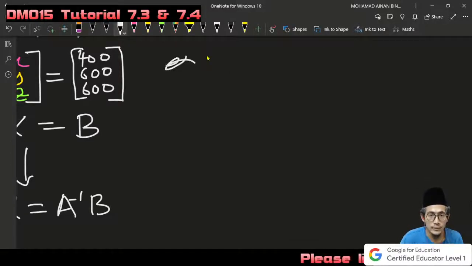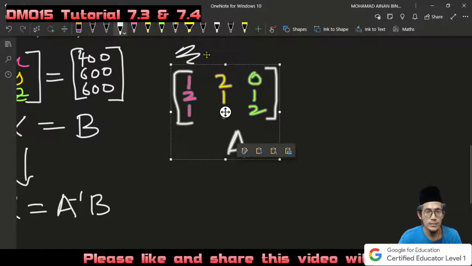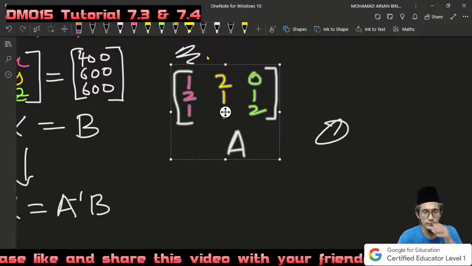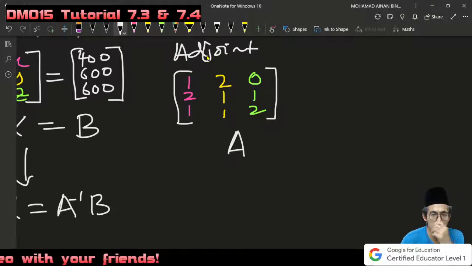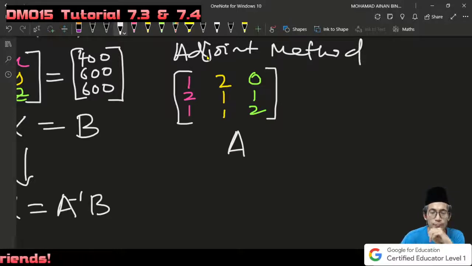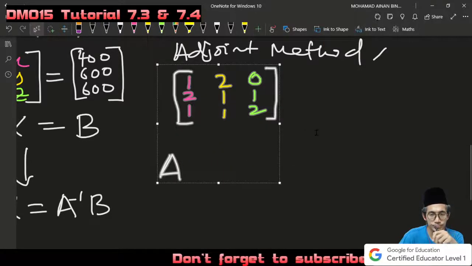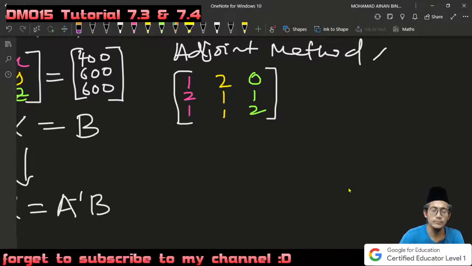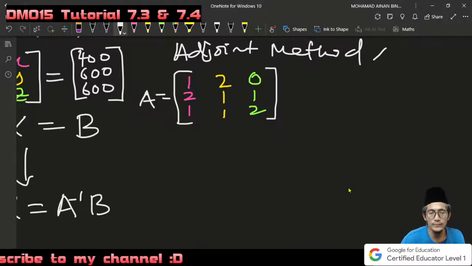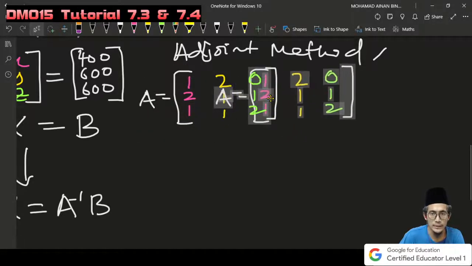Time ni lah. Internet punya slow ni, saya nak paste ni pun tak boleh. Okay, so what we do is we do adjoint method over here. Okay, adjoint method, and this is our A. Astagfirullah. Okay. So this is our A lah, yeah. This is our A. Boleh tak saya gerakkan? Gerakkan ke tepi, nanti kan rapat sangat tak faham.